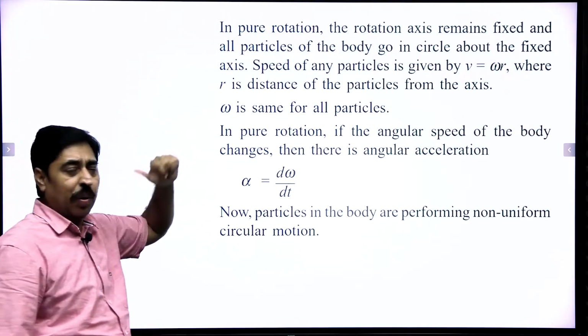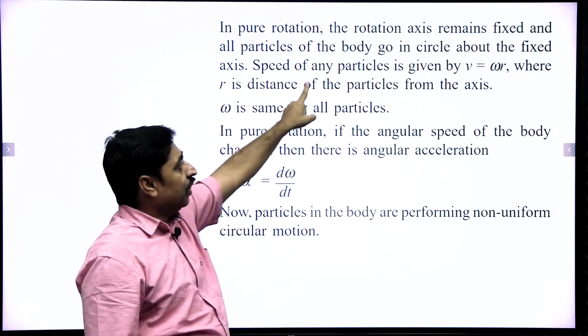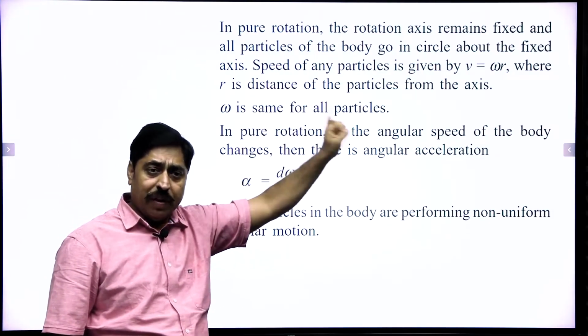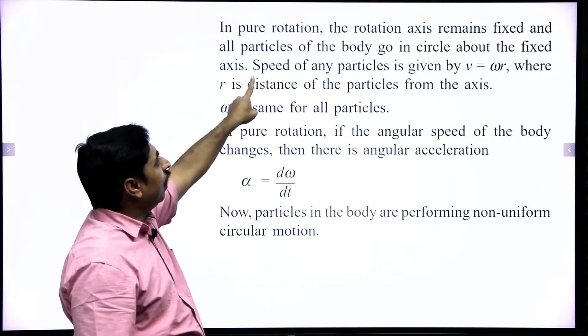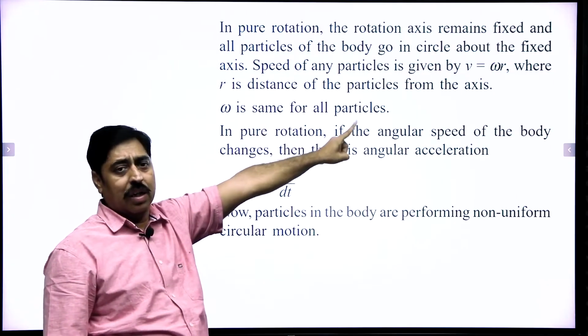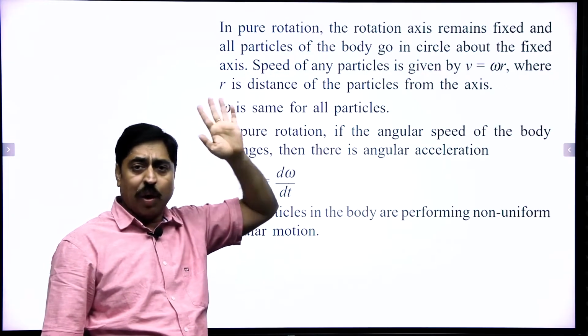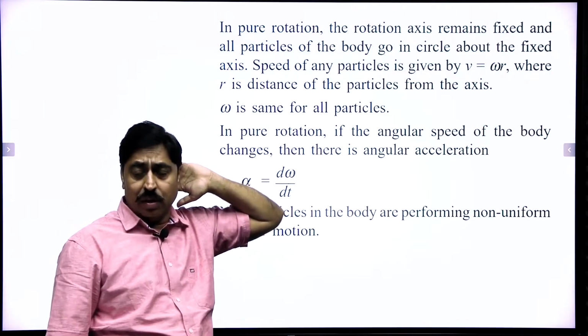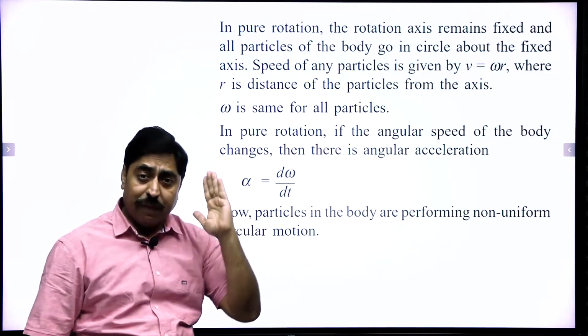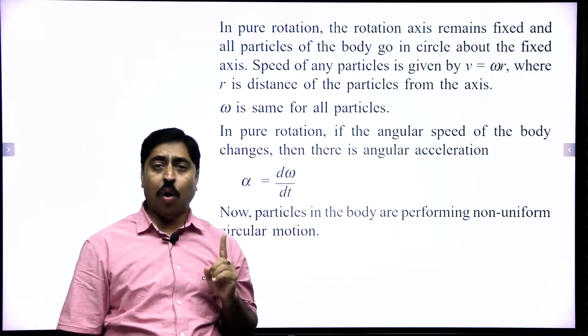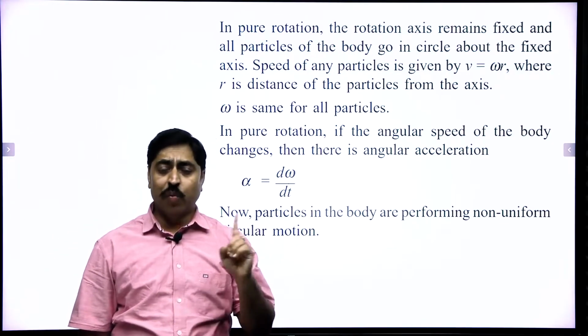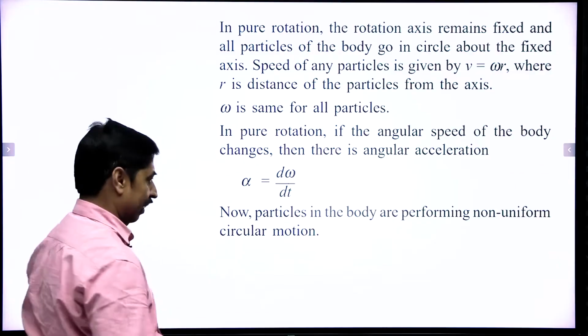Okay, the next important concept is that in pure rotation, the rotation axis remains fixed and all particles of the body go in circles about the fixed axis. When a body is doing pure rotational motion, it simply means there is a fixed axis of rotation and all points in the body are moving in circles about that fixed axis.